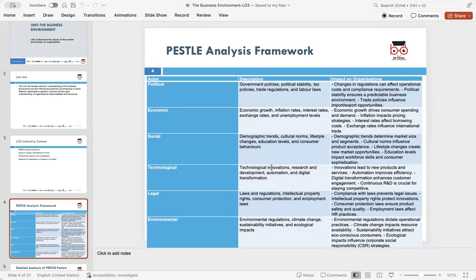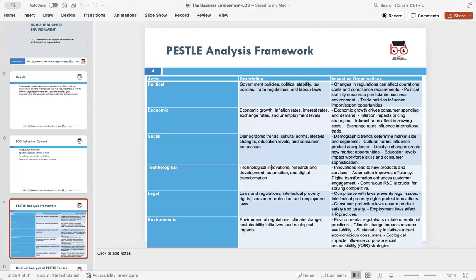Impact on organizations, compliance: adhering to laws and regulations helps prevent legal issues and penalties. For example, compliance with consumer protection laws ensures product safety and quality.